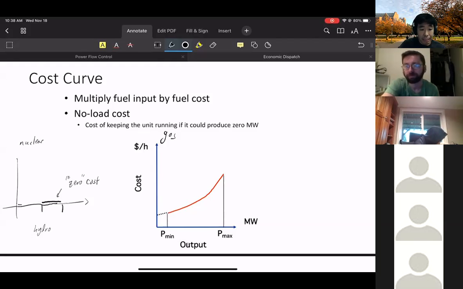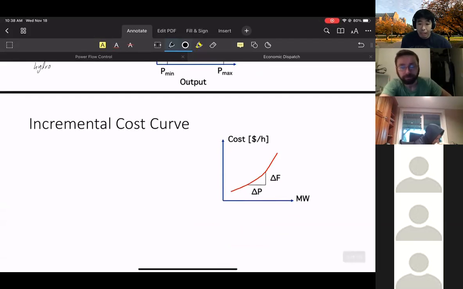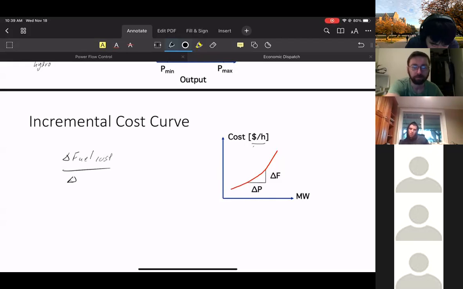So part of that theory comes down to the incremental cost curve. What we have here is in units of cost per hour. Often what we care about is the derivative of this cost curve. Often we want to know the delta of the fuel cost over the change in power. This is just a fancy way of saying I want the derivative of the cost.